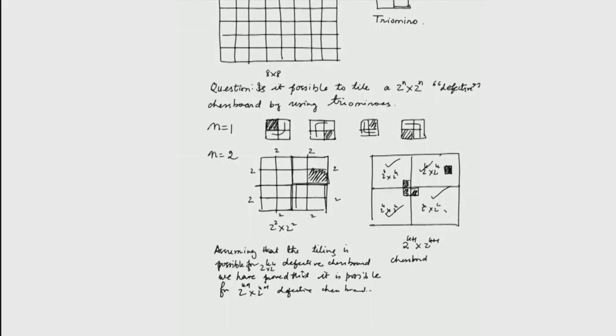And we have already seen that tiling works for n equal to 1. Therefore, we know that if we have a 2 to the power n by 2 to the power n defective chessboard, no matter how large n is, we can tile it. And of course, in that case, we can tile an 8 by 8 chessboard.